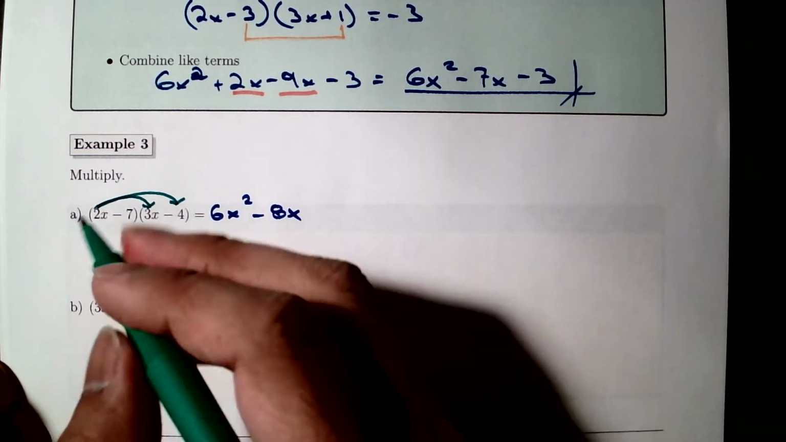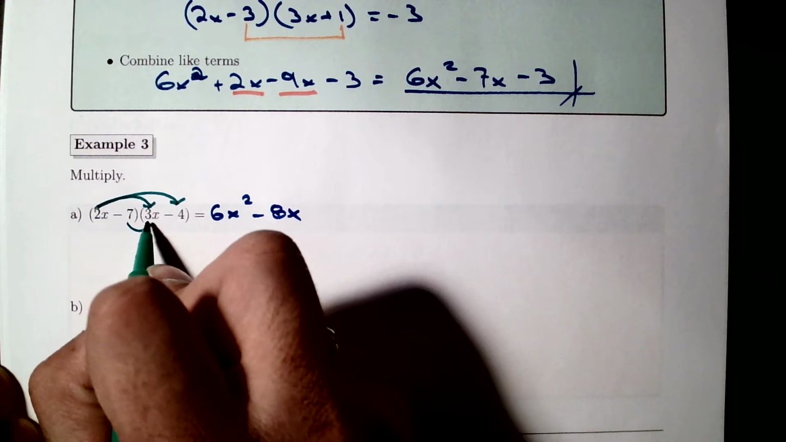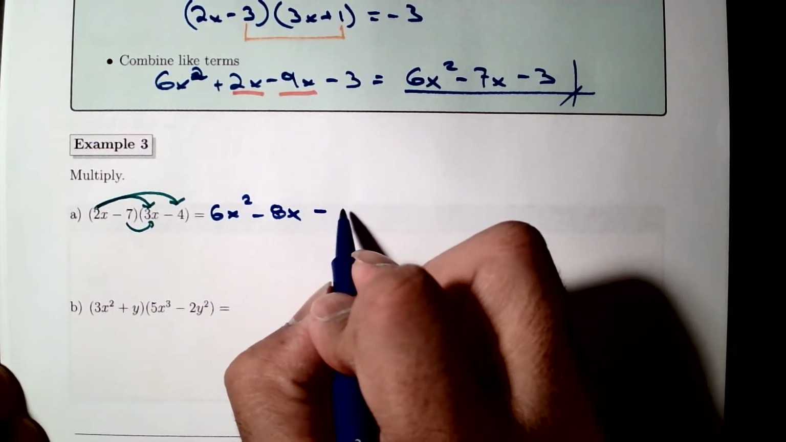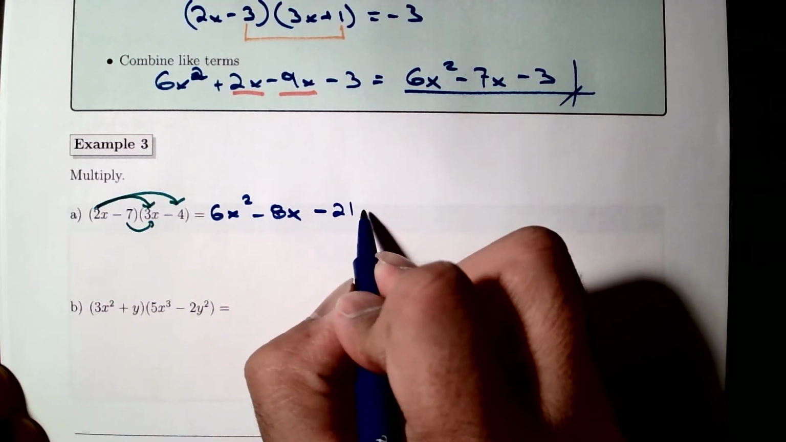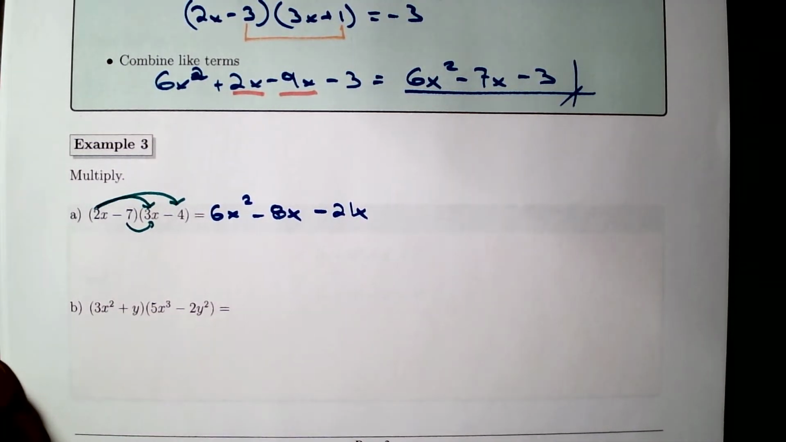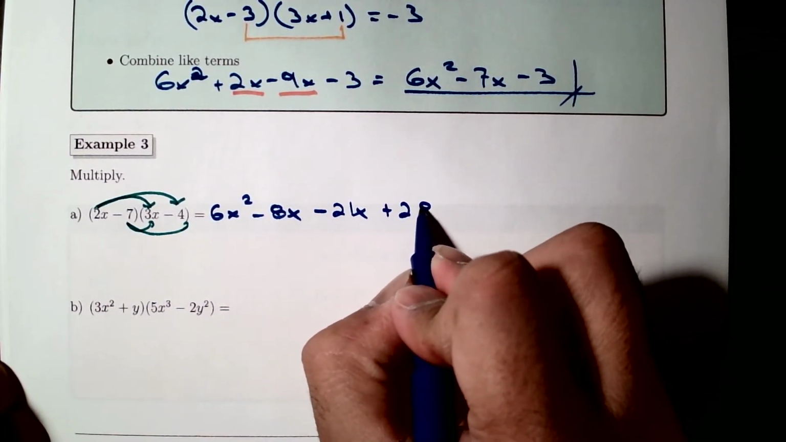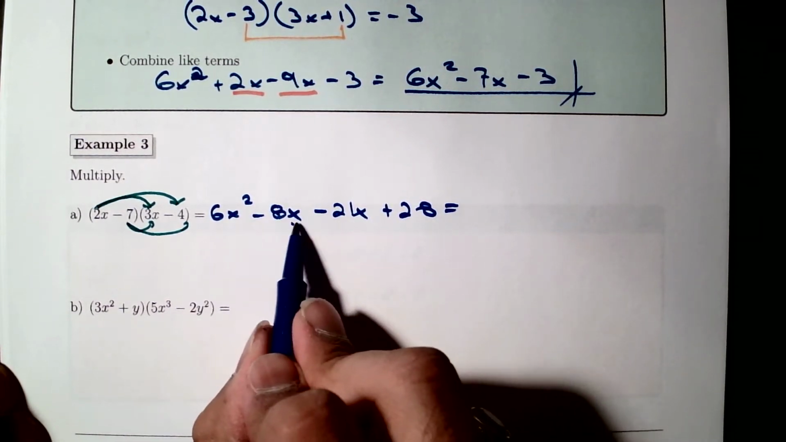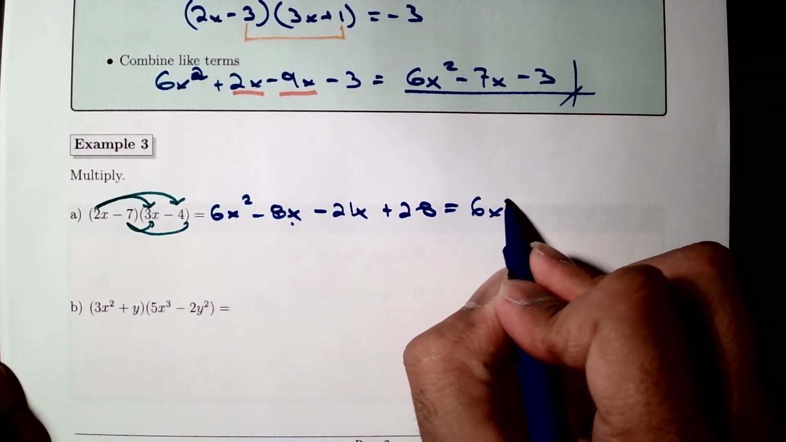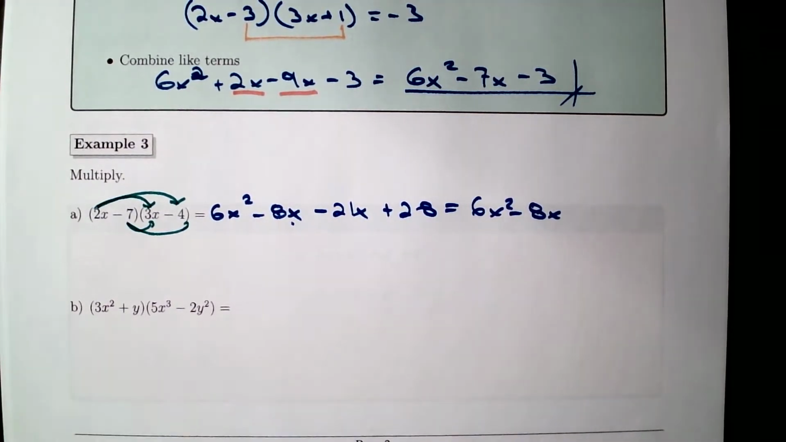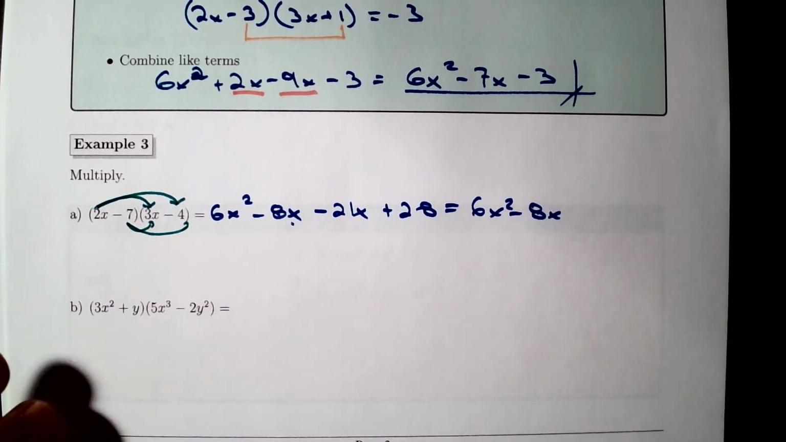And then the inner, negative 7 times 3x. That's a negative 7 times 3, that's a negative 21x. And finally, the last of each. Negative 7 times negative 4, that's a positive 28. Which equals, well, combine these two. No, not minus 29. I was actually writing the same thing.